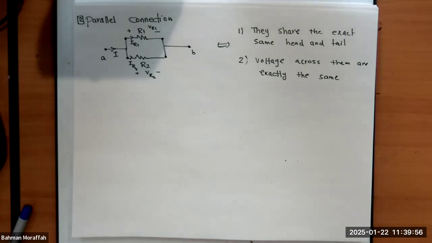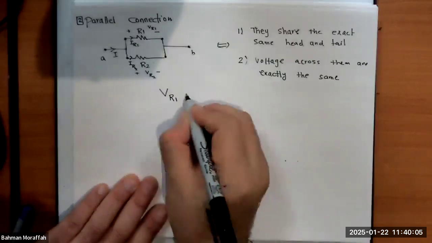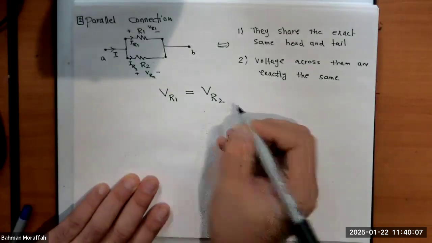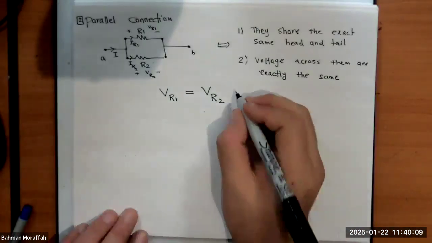So if I write it down, what do I know? I know V across R1 is exactly the same as V across R2. Well, let's just call it V.